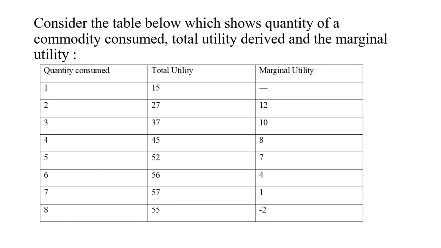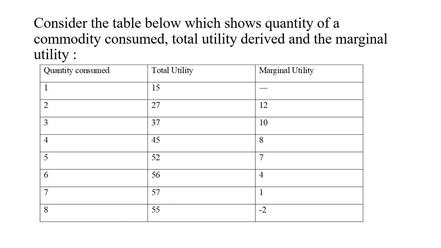So as you increase it to 3, the total utility will increase to 37, and the additional satisfaction you get when you move from consuming 2 to 3 is 10. The measure of the satisfaction is 10, so let's say 10 utils or whatever. So the process continues until we reach 7.